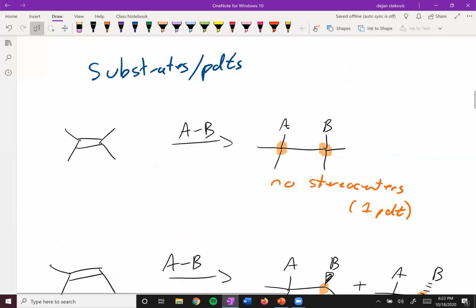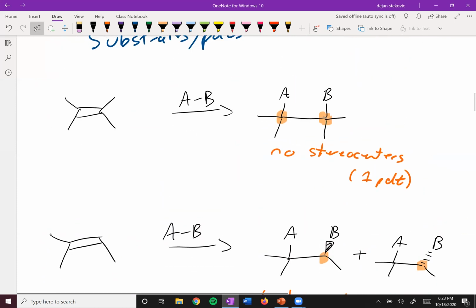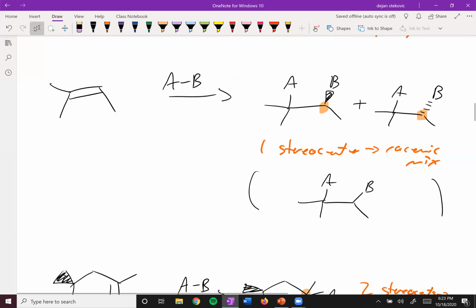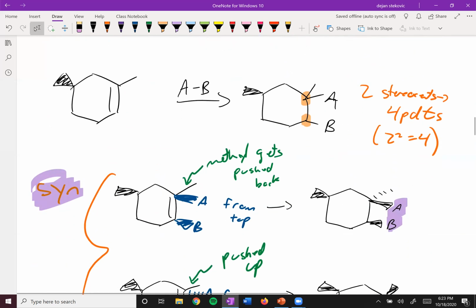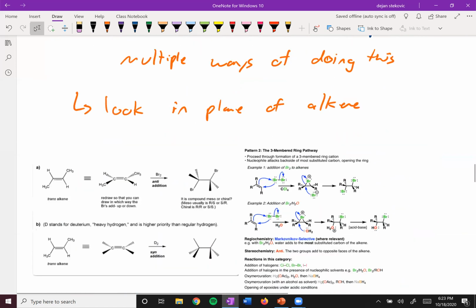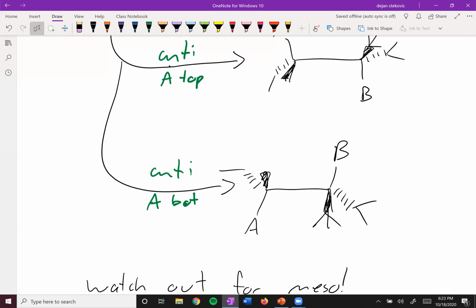And then we have to think about the substrates that we're adding. If our substrate has no stereocenters in the product, we don't have to worry about it. If it has one stereocenter, we're going to get a racemic product, so we don't have to worry about it. And then if it has two stereocenters, that's where it gets complicated. But again, it's more of an advanced topic. So if you're not too comfortable with this, don't spend too much time on it. Spend more time on learning the mechanisms and the regiochemistry of them.